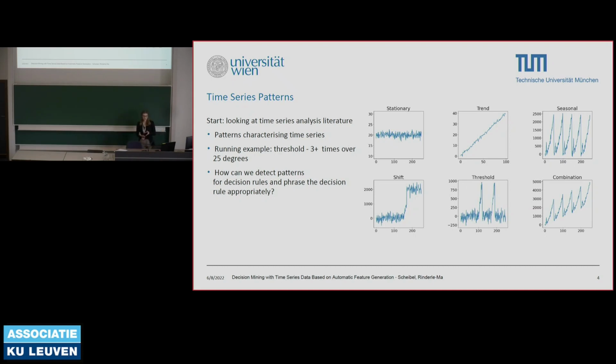We have a seasonal pattern where we have fluctuations, but they are reoccurring in an ordered manner. We have a shift where the values decrease or increase abruptly, but then stay at a new mean. One additional pattern that we identified and added are thresholds, which are similar to shifts, but instead of arriving at the new mean, the values go back to the mean they had before the shift. Of course, we can have combinations of all of these patterns to create even more complex and interesting patterns for time series.